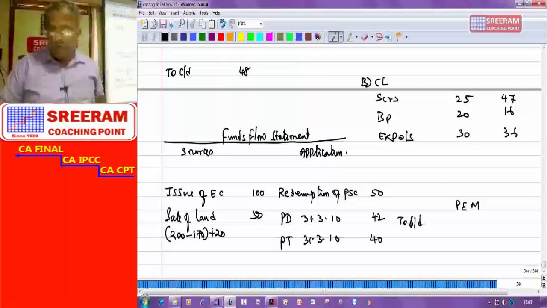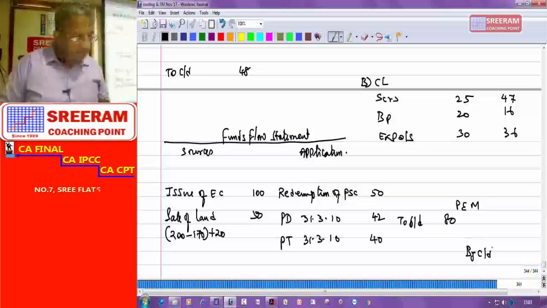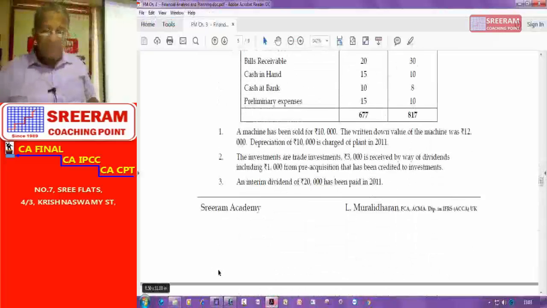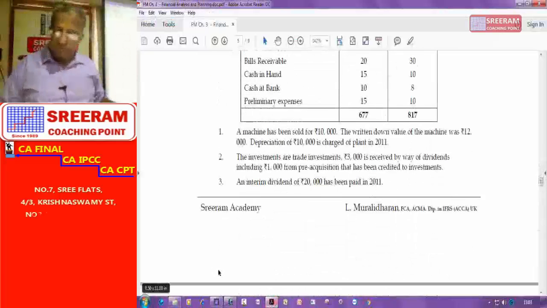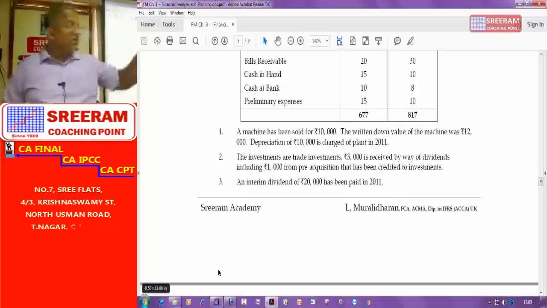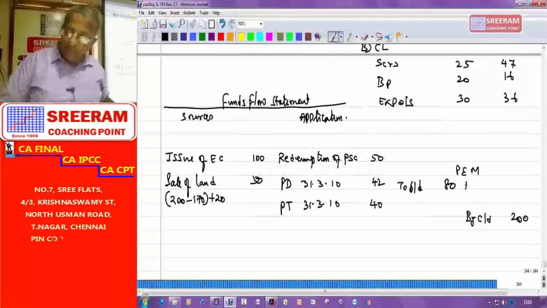To balance brought down, how much is that? 80. How much is the closing balance? 200. What is the information they have provided in the problem regarding this plant? Your machinery has been sold for 10,000. WDV is 12,000. Depreciation charge during the period is 10,000. There are 3 items of information they have provided. What is that?